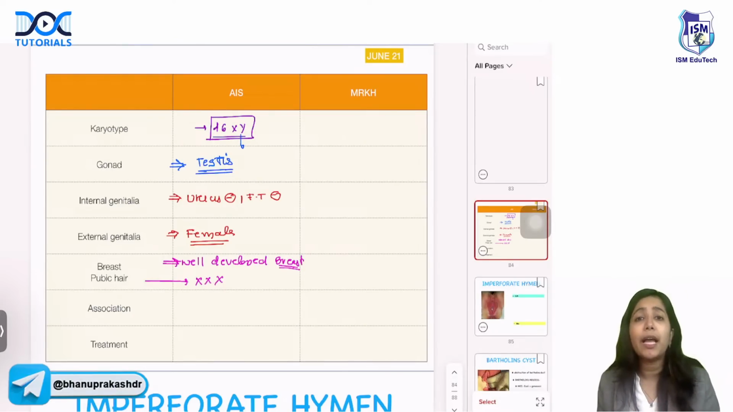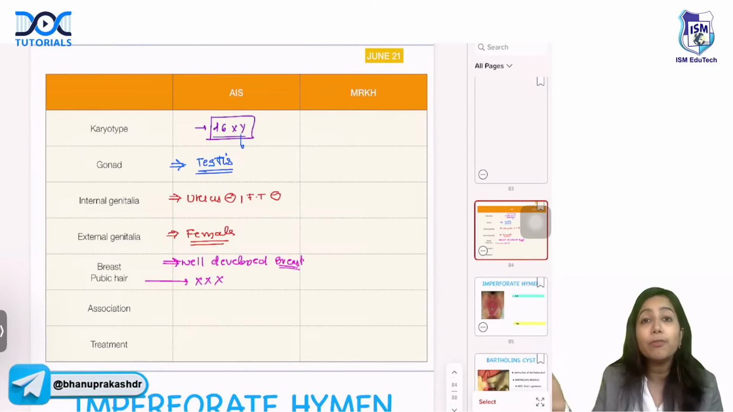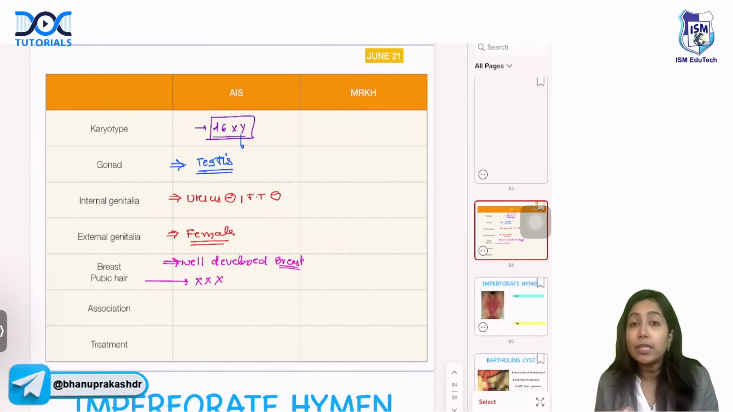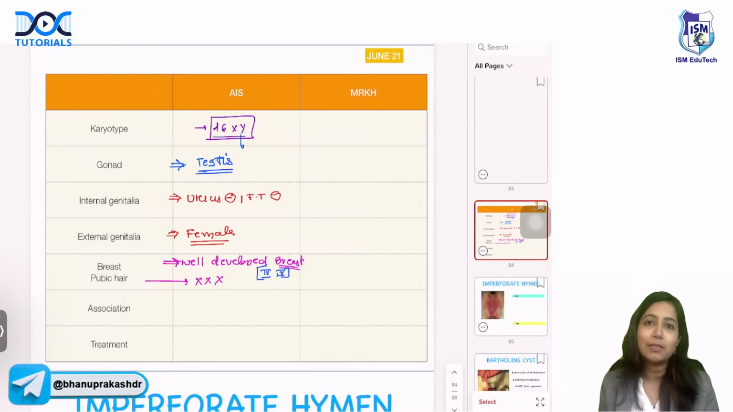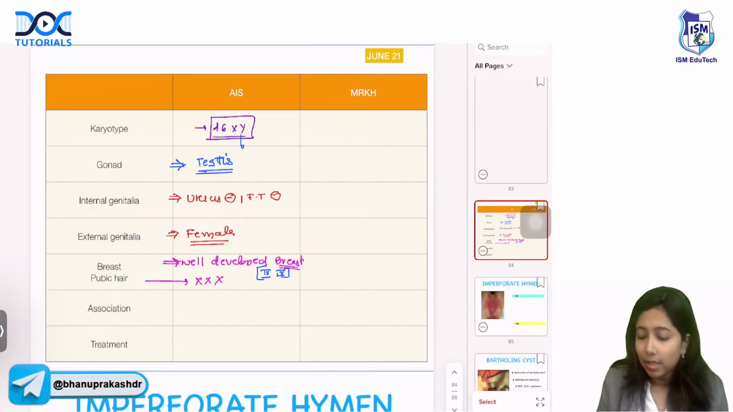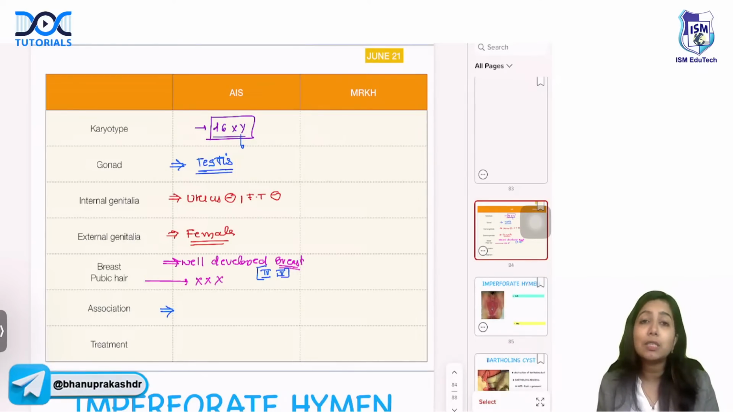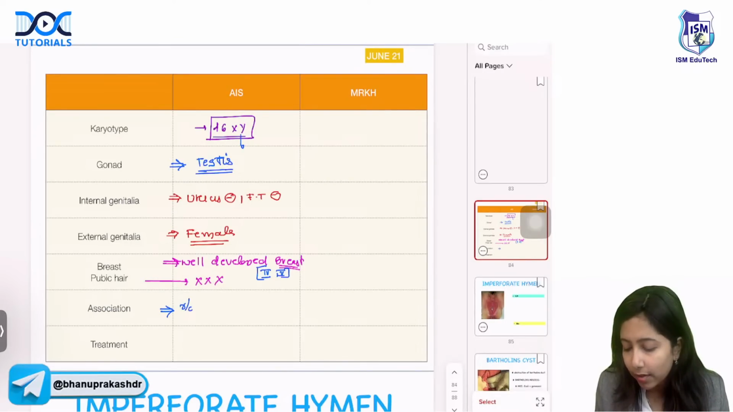So for breast development and pubic hair, axillary hair growth, we have something known as Tanner staging. Tanner 4 and 5 are actually well developed. So instead of directly giving you well developed breast, they will give you Tanner stage 4 or Tanner stage 5 breast development. Associated with androgen insensitivity syndrome, these testes can develop some malignant transformation. So they are at risk of gonadoblastoma.